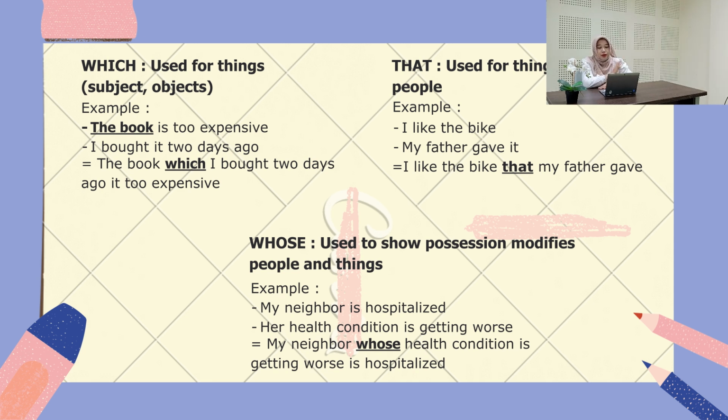Now let's go to the fifth relative pronoun, that is whose. It's used to show possession, and modifies people and things. Example, the first clause, my neighbor is hospitalized. And the second is her health condition is getting worse. So if we combine them into one clause, it will be my neighbor whose health condition is getting worse is hospitalized. So which shows the relative clause or adjective clause? Whose health condition is getting worse.